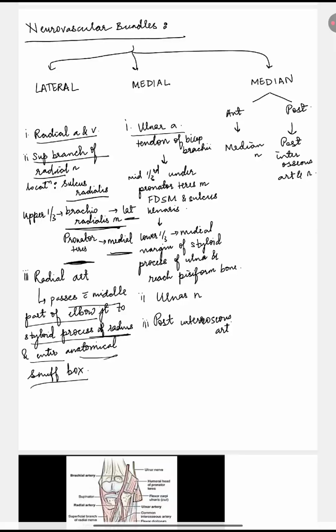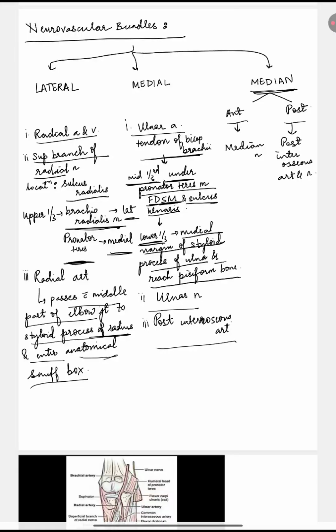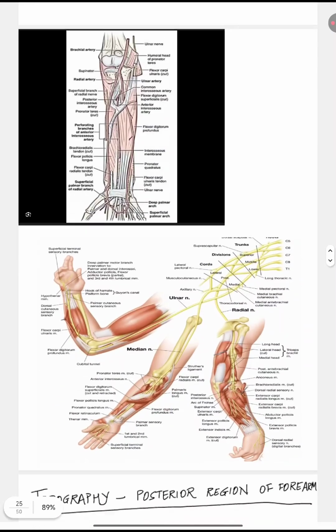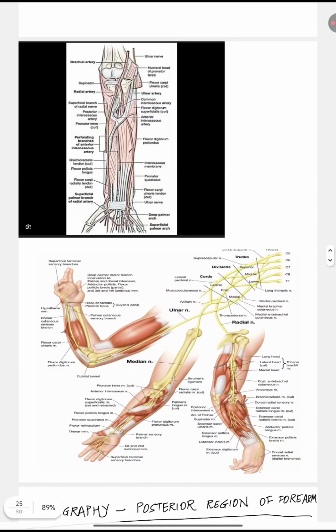Next is the medial part. Medially, there is the ulnar artery, ulnar nerve, and posterior interosseous artery. The ulnar artery is near the tendon of biceps brachii muscle, in the middle one third under pronator teres muscle, flexor digitorum superficialis muscle, and sulcus ulnaris. In the lower one third, it lies at the medial margin of the styloid process of the ulna and reaches the pisiform bone. In the median part, there are anterior and posterior divisions. In the anterior division, there is the median nerve, and posterior interosseous artery and nerve. You can see here all these nerves and arteries.